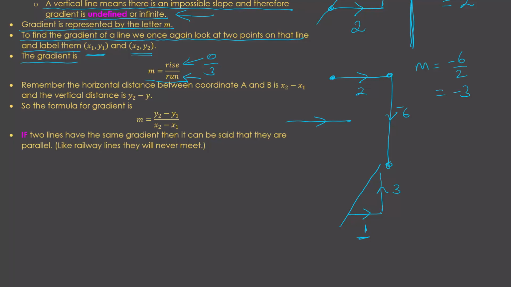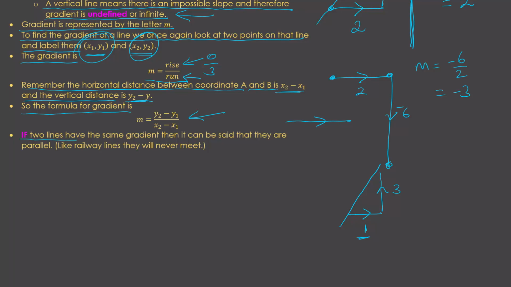So, let's think back to the diagram that we had when we did distance. The horizontal distance between coordinate A, which is x1, y1, and coordinate B, which is x2, y2, is x2 minus x1, and the vertical distance is y2 minus y1. So the formula for the gradient is that m is equal to y2 minus y1, that's the rise, over x2 minus x1, which is the run.